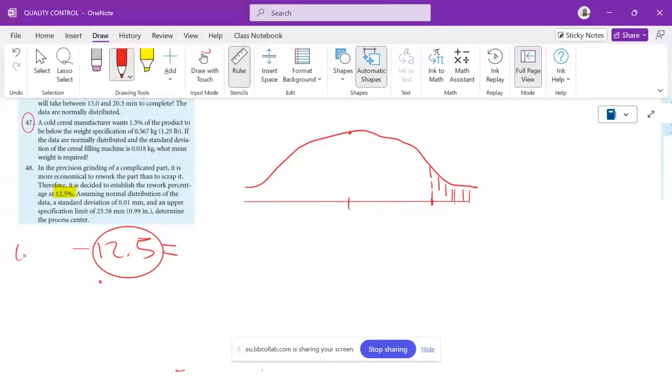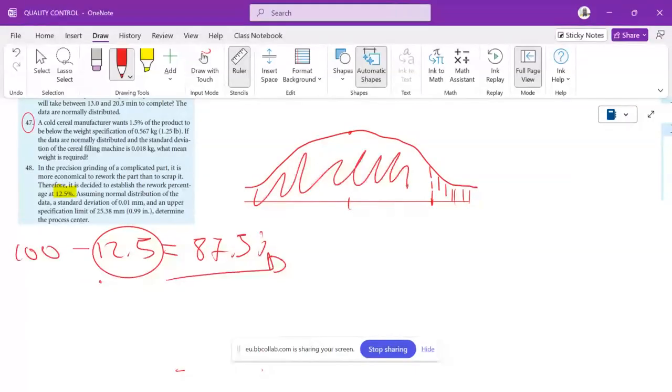We want to subtract from 100. 100 minus 12.5 equals 87.5. So this 87.5 is actually 87% of good products, which is here. The 12 is bad, meaning rework.